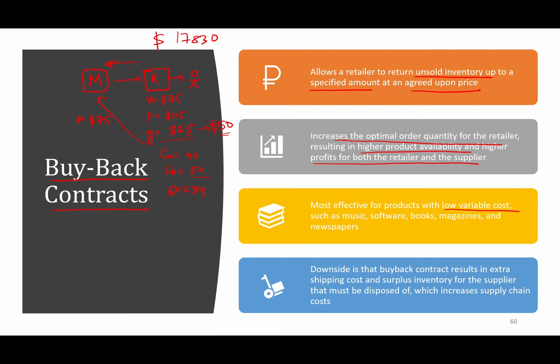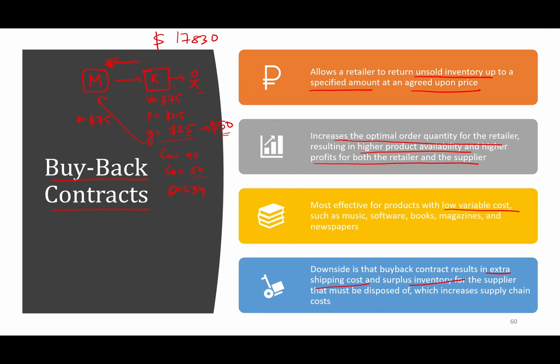Okay, so first the manufacturer made those sunglasses, shipped them to the retailer, then some of those sunglasses got sold to the end customer, some were left behind. The ones that were left behind now need to travel back to the manufacturer. So there is an additional shipping cost which comes into the picture. Okay, extra shipping cost and surplus inventory for the supplier.